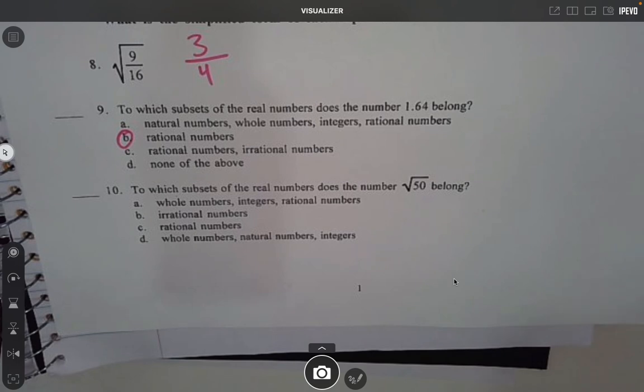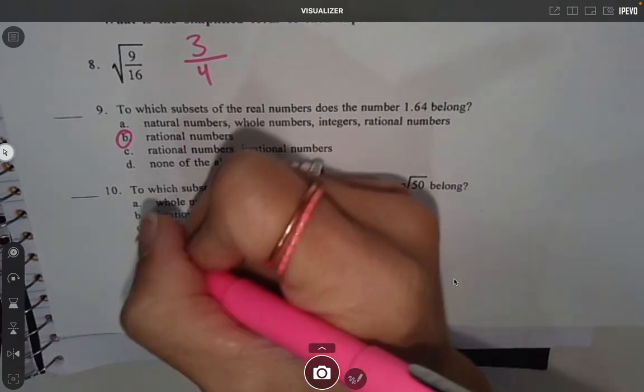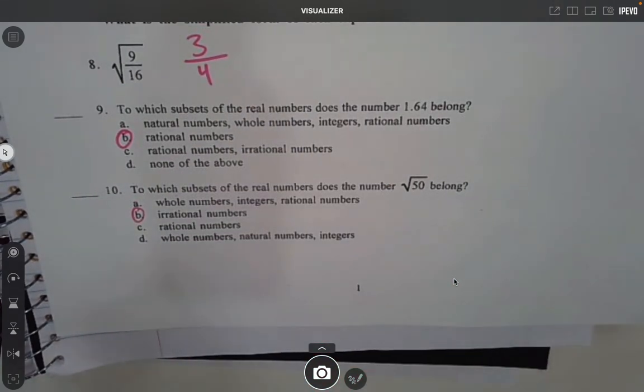Now, the square root of 50. If you type that in your calculator, it goes on and on and on, right? And you can kind of tell. So it's irrational. I did this one. Good. Then you know it. Okay? Your calculator kind of helps you, huh?